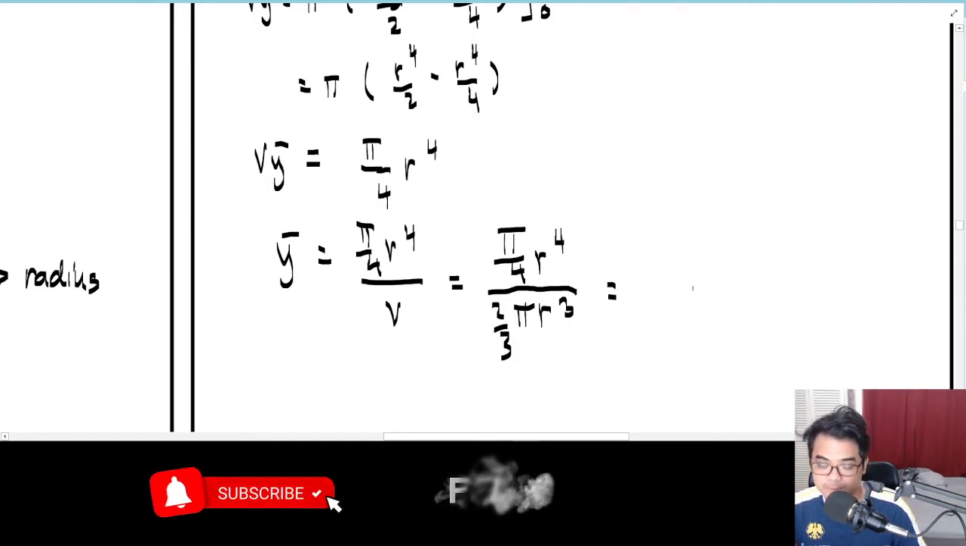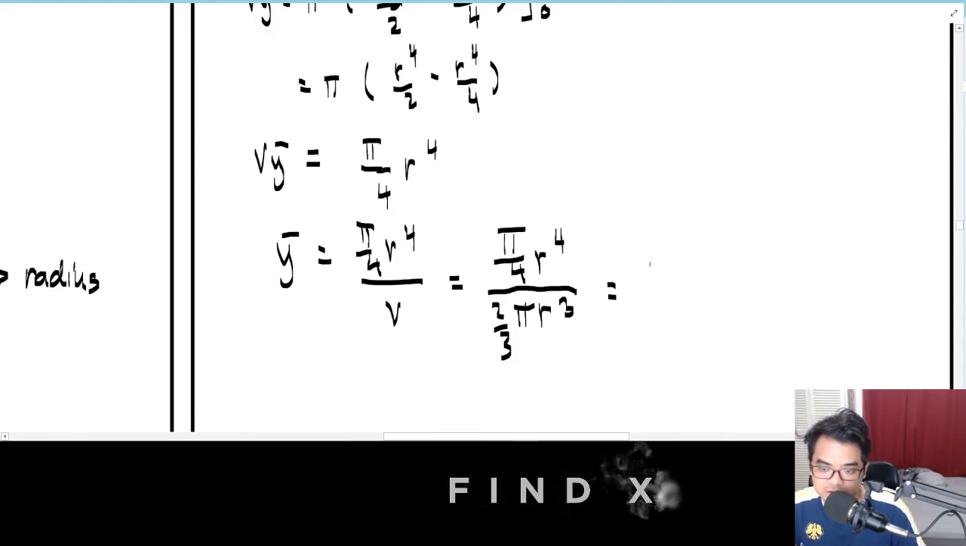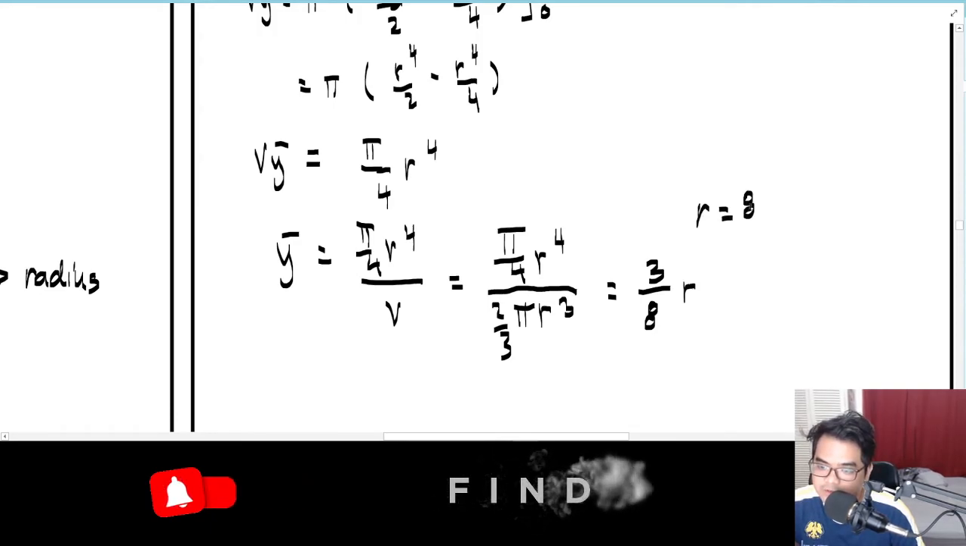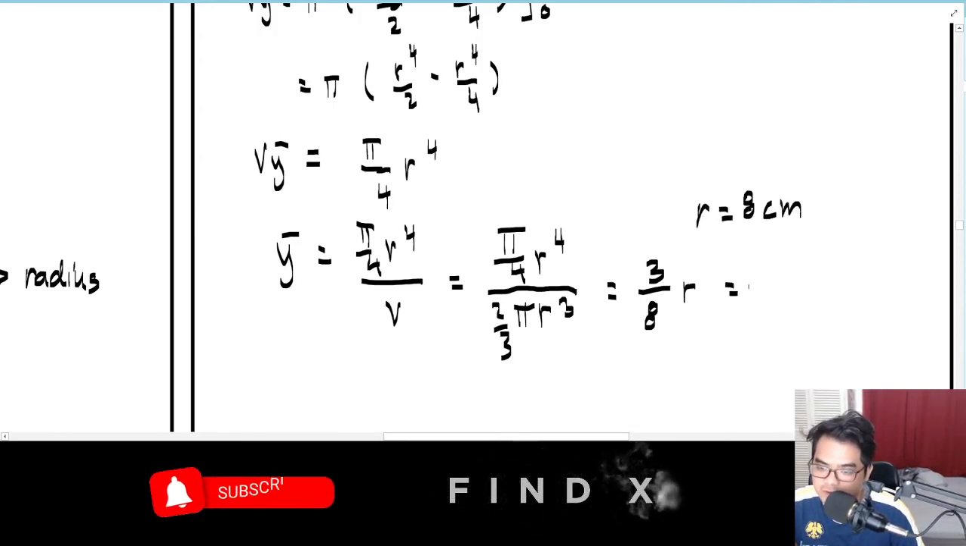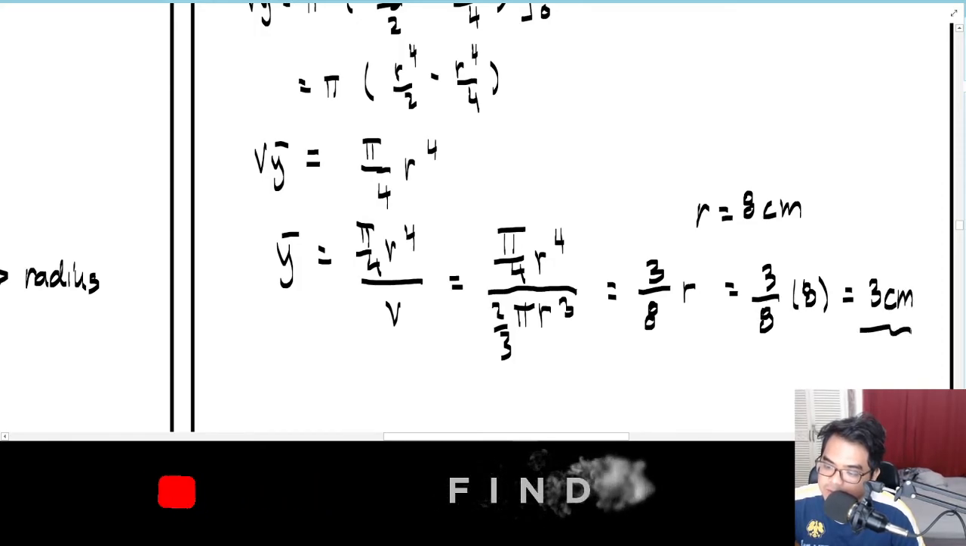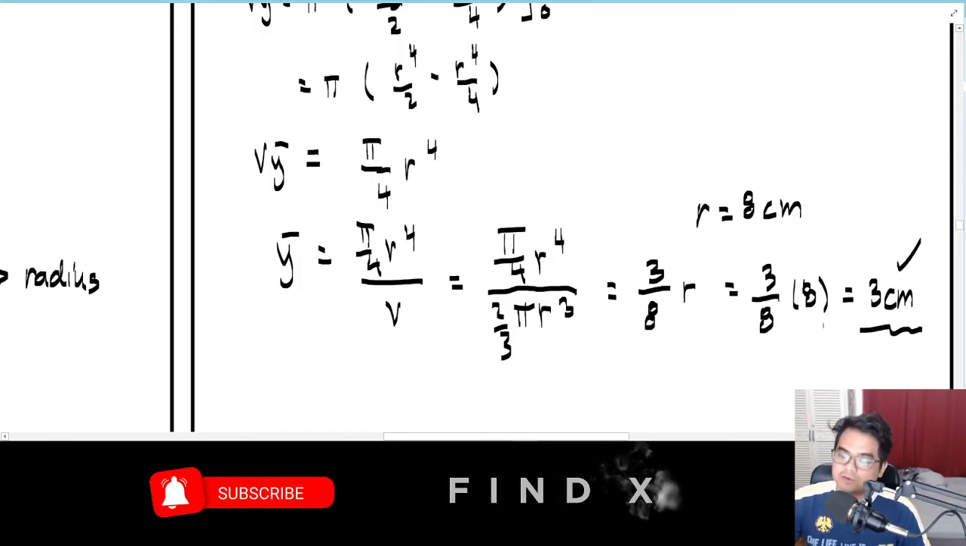So this will become 3/8, right? The pi will be cancelled. So 3/8, and then r will be cancelled. You just fill it with 8. But we already know that r is equal to 8, right? We have a given of 8 centimeters. Therefore, 3 over 8 times 8. This will just become 3 centimeters. So this will be your answer.